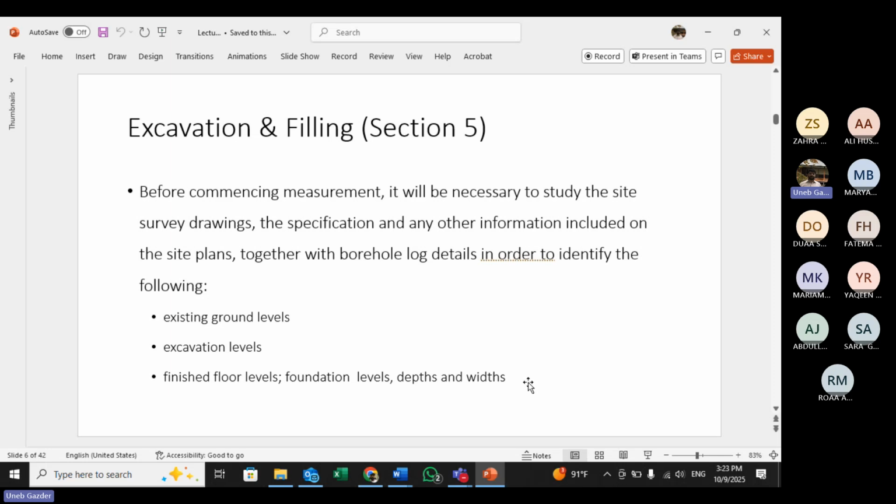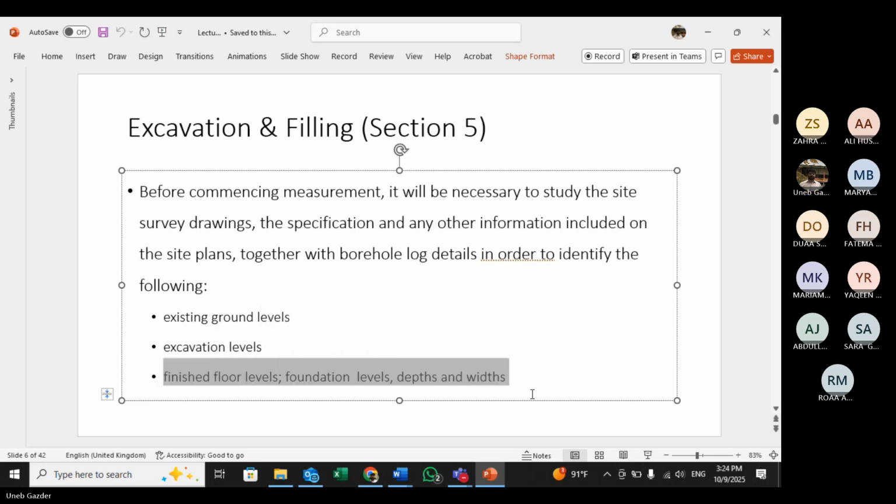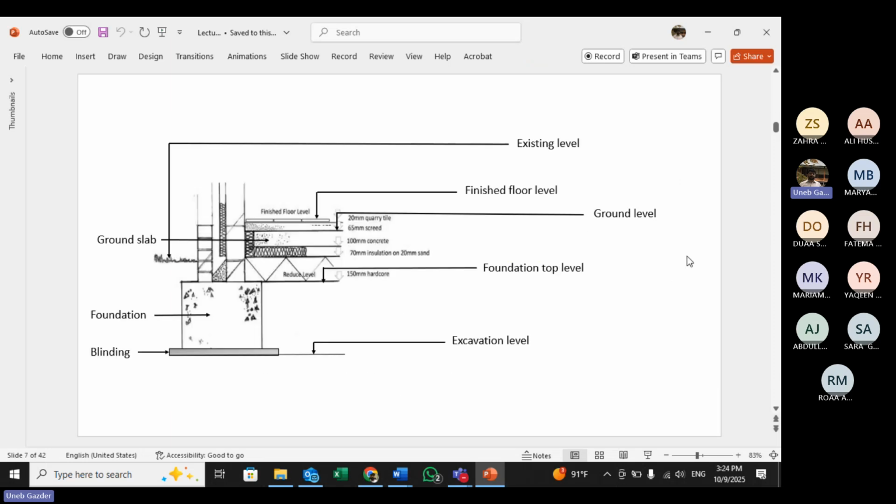Okay, so existing ground level is natural. Excavation level is where you want to reach after you do the excavation, and finished floor level is where you want to have after you finish the construction. So this one is natural, existing. This one is after doing the excavation. This one is after finishing the construction. So you study this information, so you have these three things mainly.